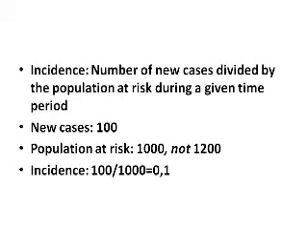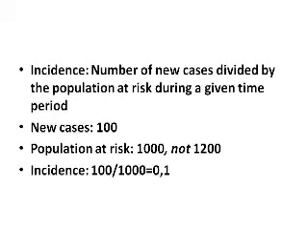Now, if in 2017, 100 residents of the town got this disease, then the incidence would be 100 divided by 1,000. Now remember, not 1,200, but 1,000, because that's the population at risk. So as you can see, the incidence in this case would be 100 divided by 1,000. It would be 0.1.